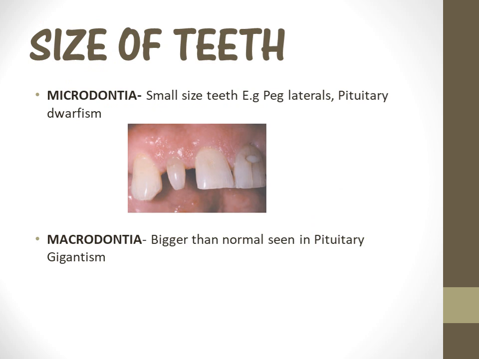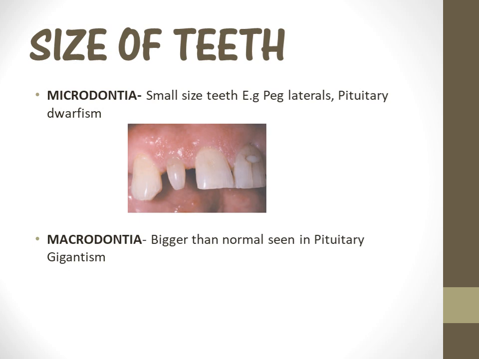Next is size of teeth. Microdontia means small size teeth. A classic example of microdontia is the peg lateral. Maxillary lateral incisors are most commonly associated with microdontia, and they are called peg laterals.